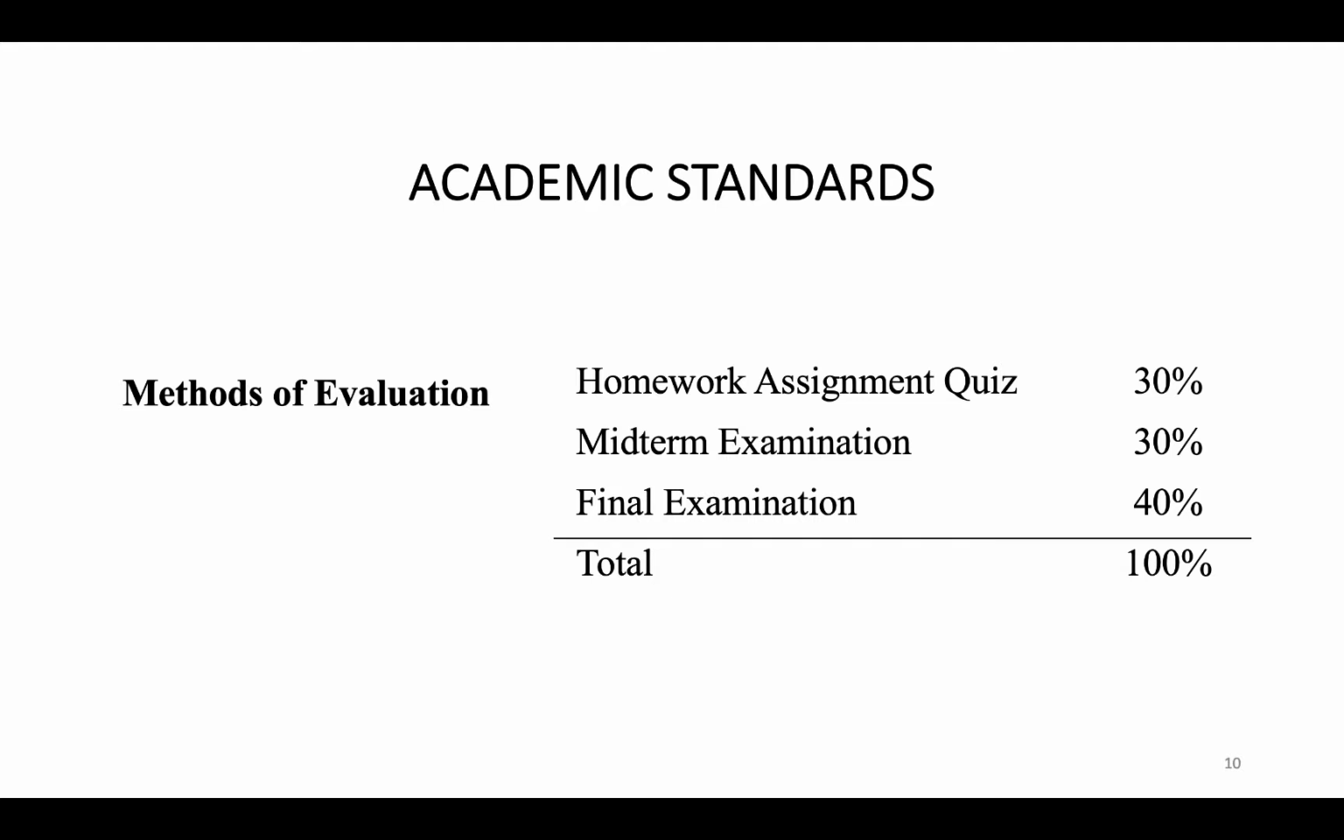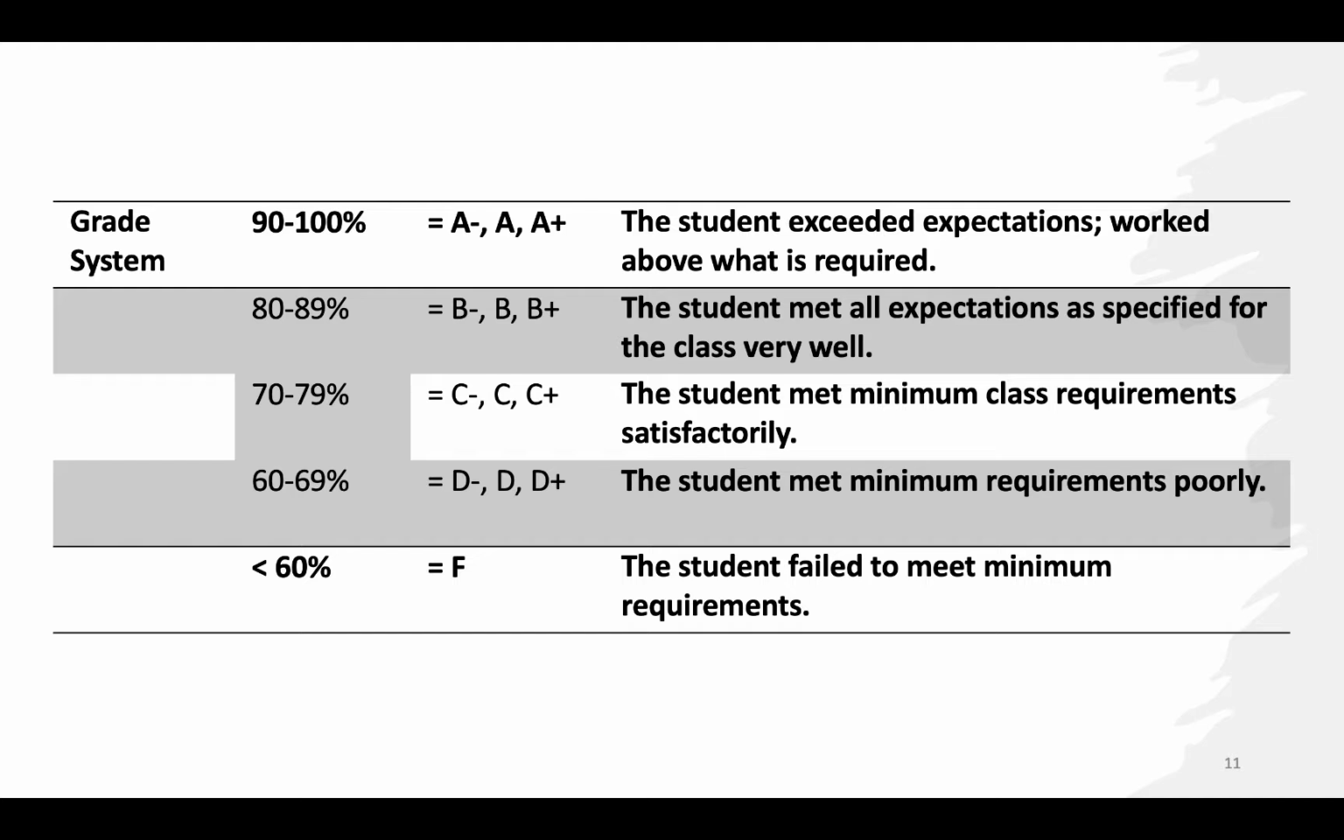How can your performance be evaluated? Homework assignment or homework quiz, 30%. Midterm, 30%. Final exam, 40%. Total, 100%. If your performance belongs to 90 to 100%, you will get an A grade. Between 80 to 89, B. 70 to 79, C. 60 to 69, D. Below 60 will be an F grade.